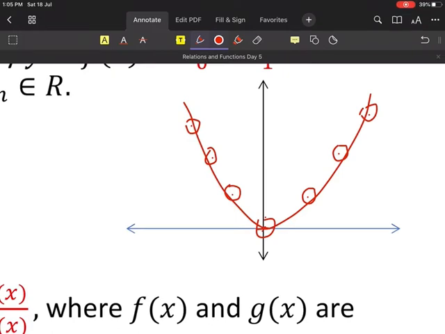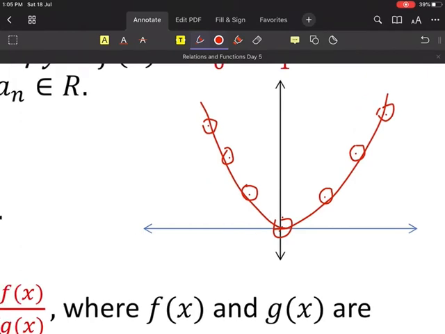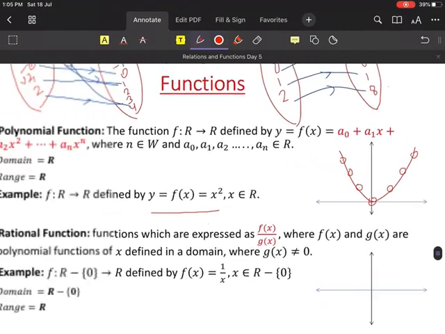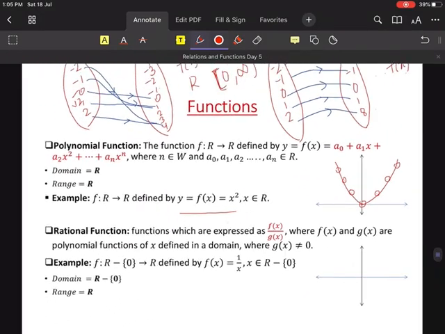So the curve will be like this. Okay? And this one has a particular name. This is known as parabola. You will come to know. This one is known as parabola. Yeah, I know the name is quite weird.